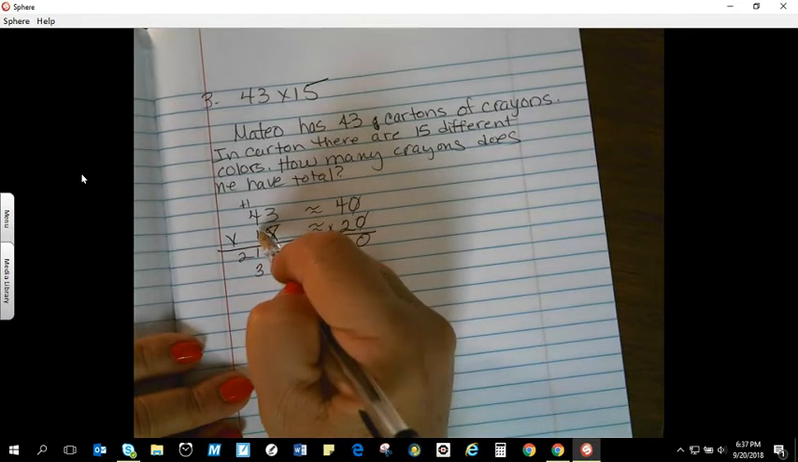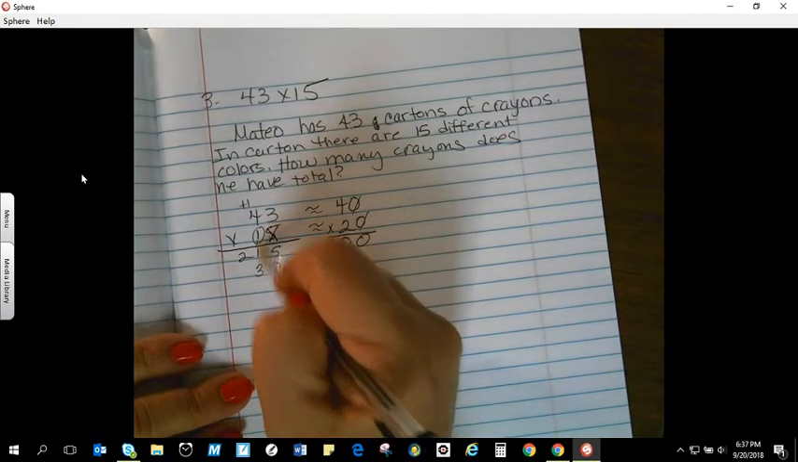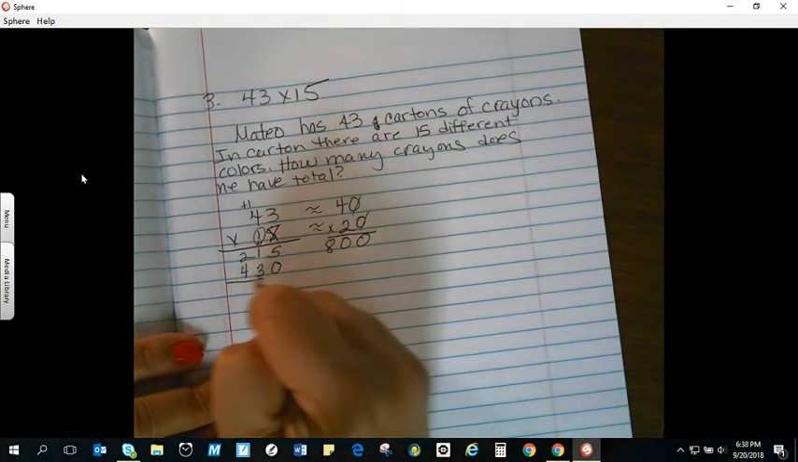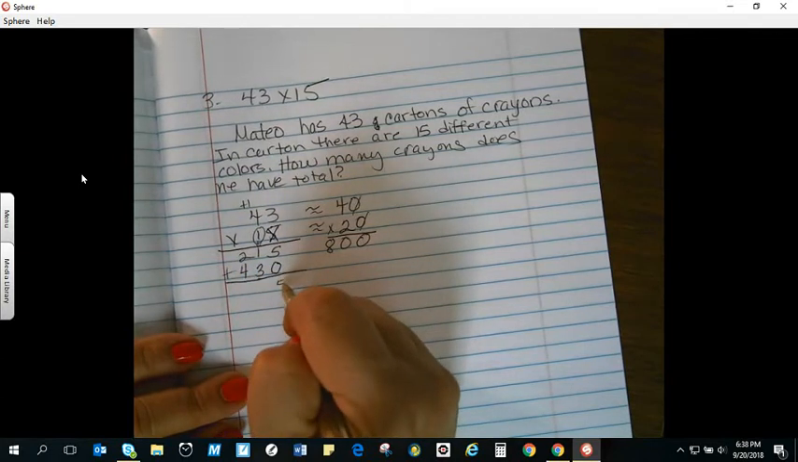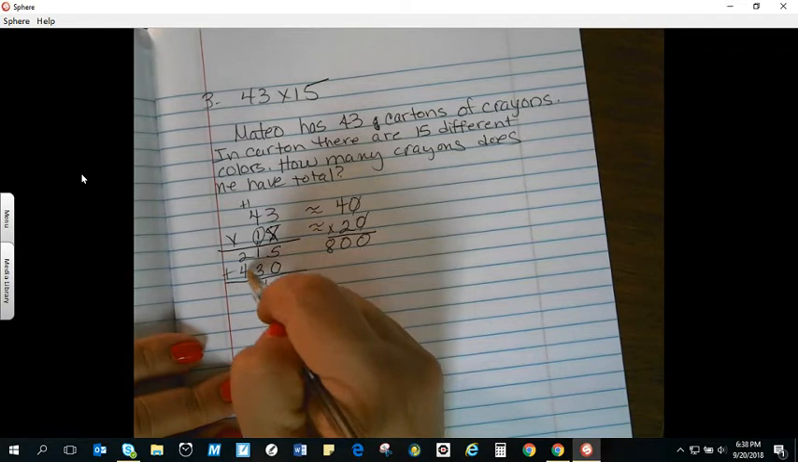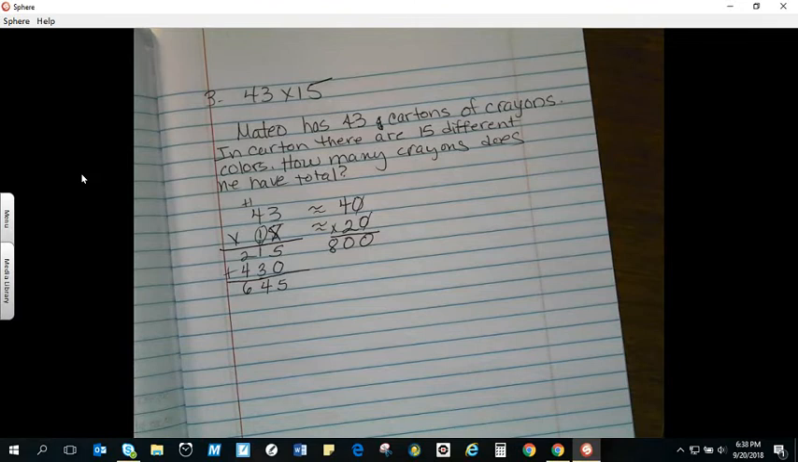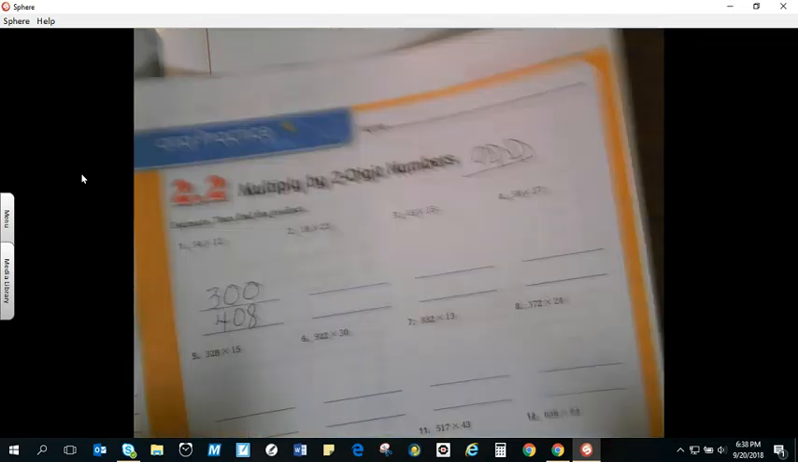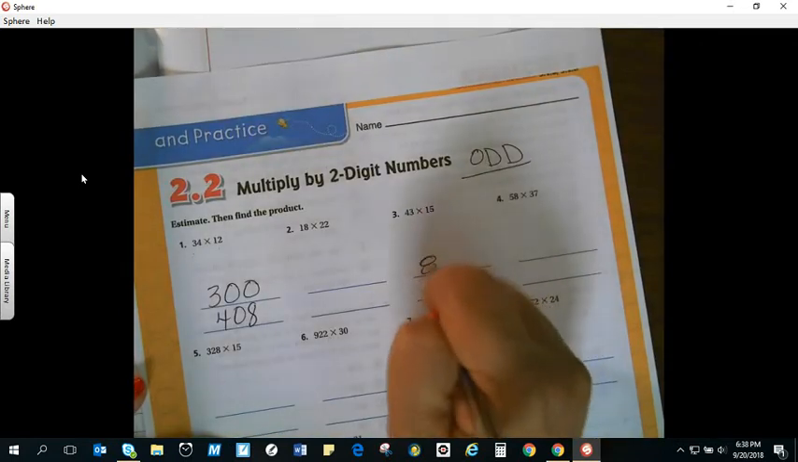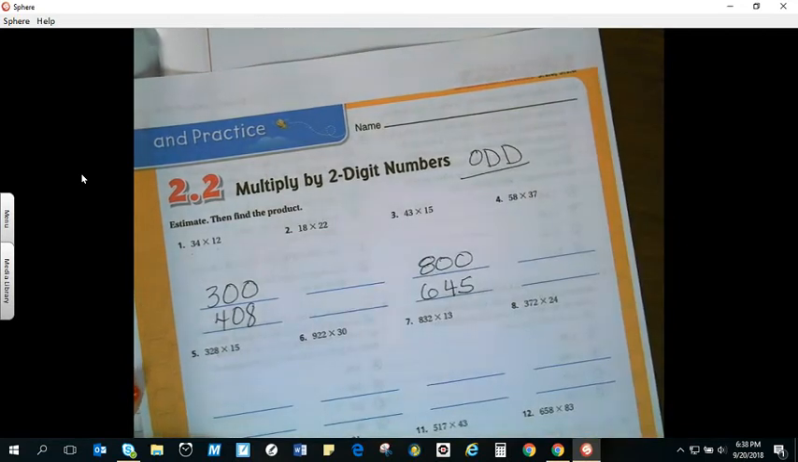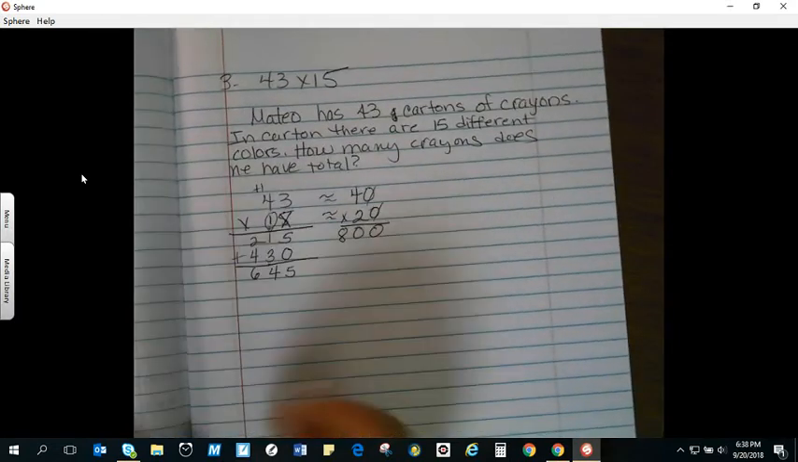And do you see how with my tens, I'm putting everything right underneath? Because that's where I'm at. 4 times 1 is 4. Add those up. I have 5. 3 plus 1 is 4. 4, 5, 6. So the exact amount he has is 645. And over here, I'm going to be writing 800. And the exact is 645. Okay? All right.